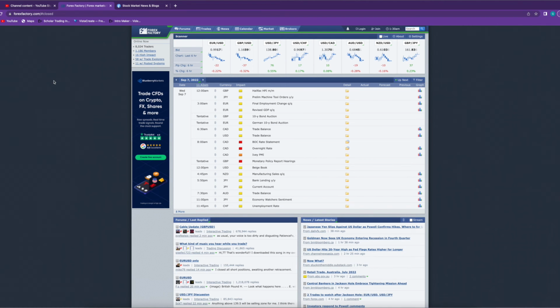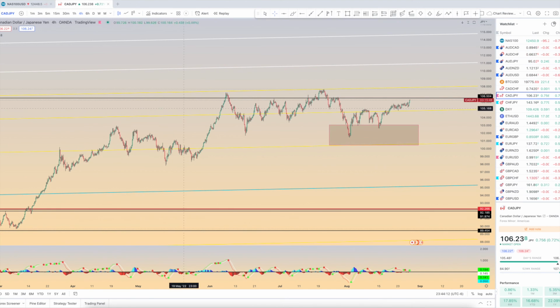Fundamentals, you know, they could work out in your favor. They could not. That's why for me, technicals are always number one. Fundamentals I like to take a look at just to see if it matches my technical analysis. If it doesn't match, I'll be a little hesitant to take those trades. But overall, technical is my bread and butter. That's where I am able to analyze.